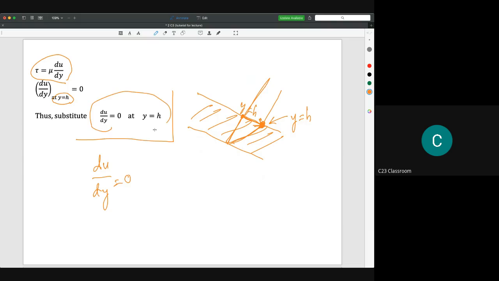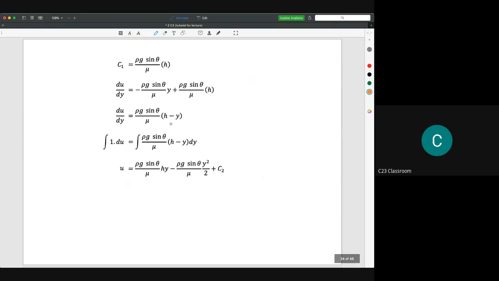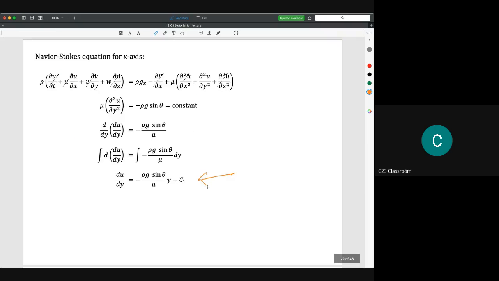So we use this condition and substitute it into our previous equation here.